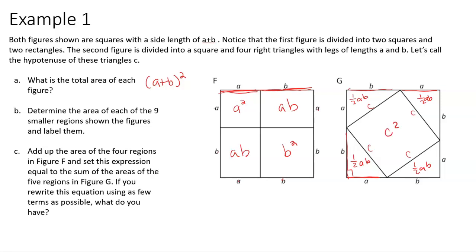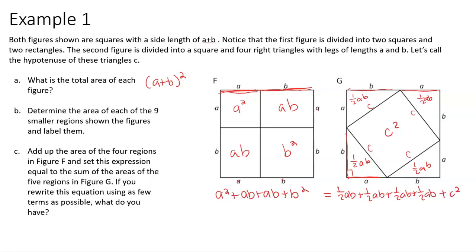Add up the area of the 4 regions in figure F and set this expression equal to the sum of the areas of the 5 regions in figure G. So I'm going to add up all these. So I get A squared plus AB plus AB plus B squared. They want me to set it equal to adding up all of these. So that would be 1/2 AB plus 1/2 AB plus 1/2, there are 4 of these, plus C squared.